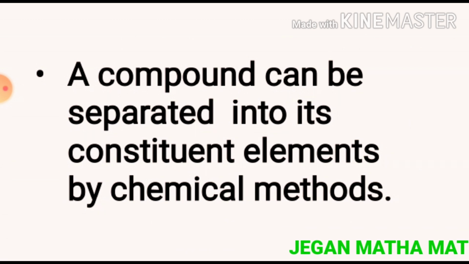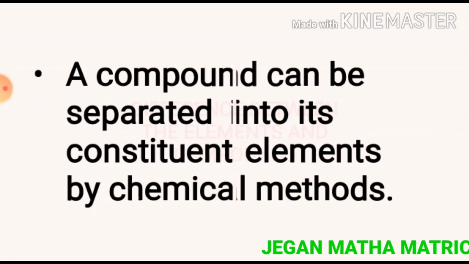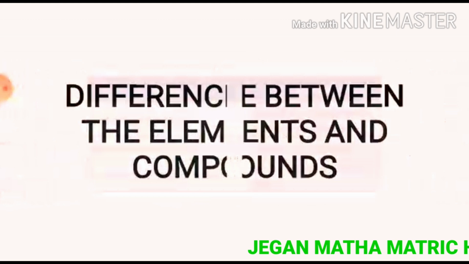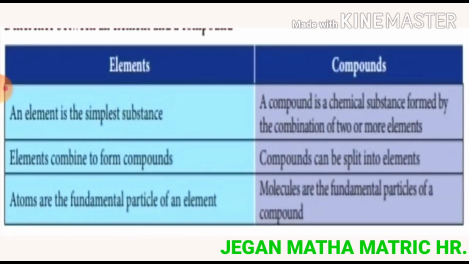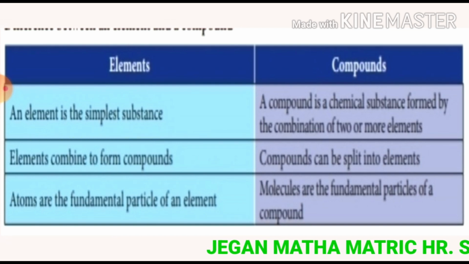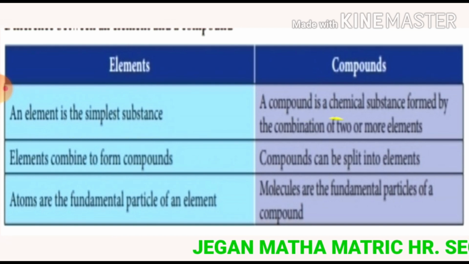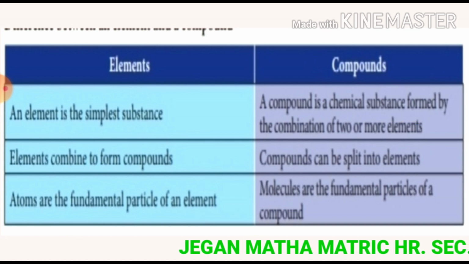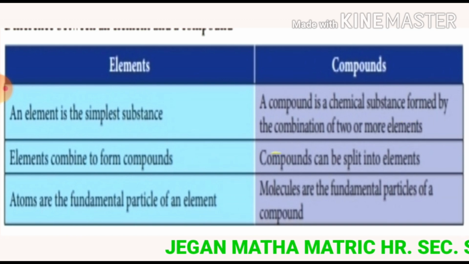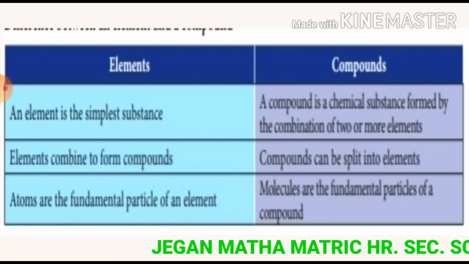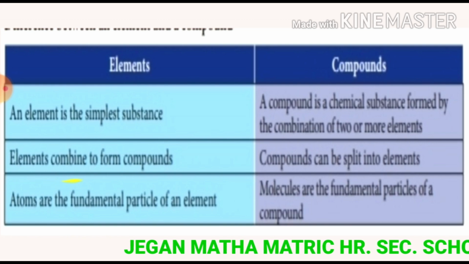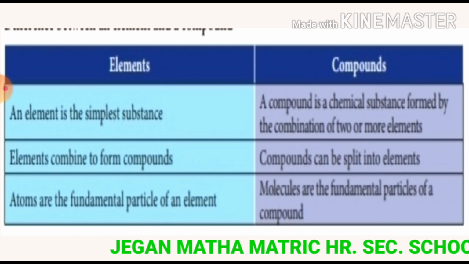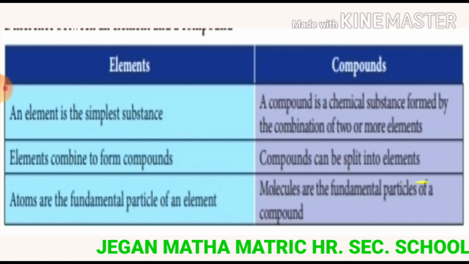Now we learn about the difference between elements and compounds. An element is the simplest substance. A compound is a chemical substance formed by the combination of two or more elements. Elements combine to form compounds. Compounds can be split into elements.